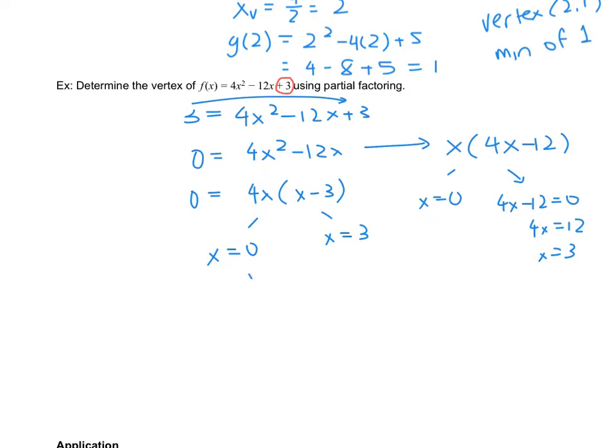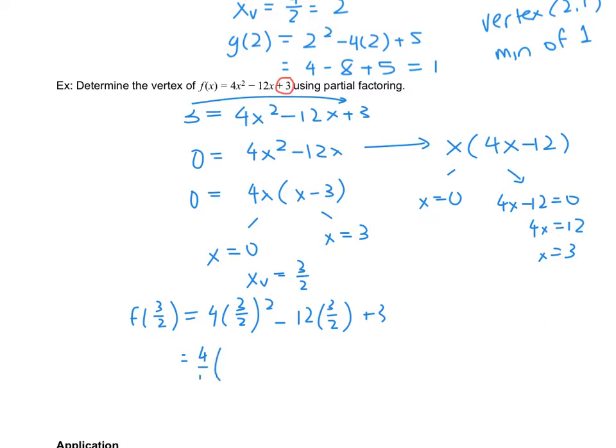So now that I have my solutions, I can average them to get 3 over 2, and we're just going to keep our fraction. I don't want to see decimals. And then I'm going to go to f of x and sub in 3 over 2. So 4 times 3 over 2 squared minus 12 times 3 over 2 plus 3. And now let's clean up. I'll do my exponent first so that I have 9 over 4. And then the 12, I'll put it over 1. And if I multiply it, I'll have negative 36 over 2. But 36 over 2 will simplify to negative 18.